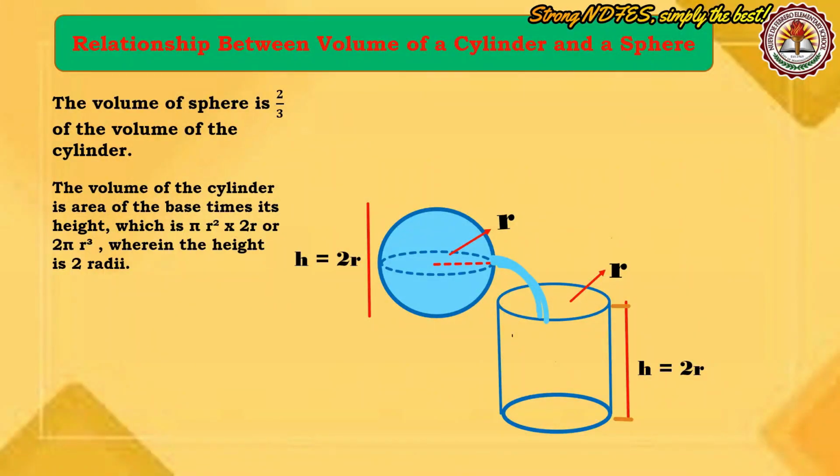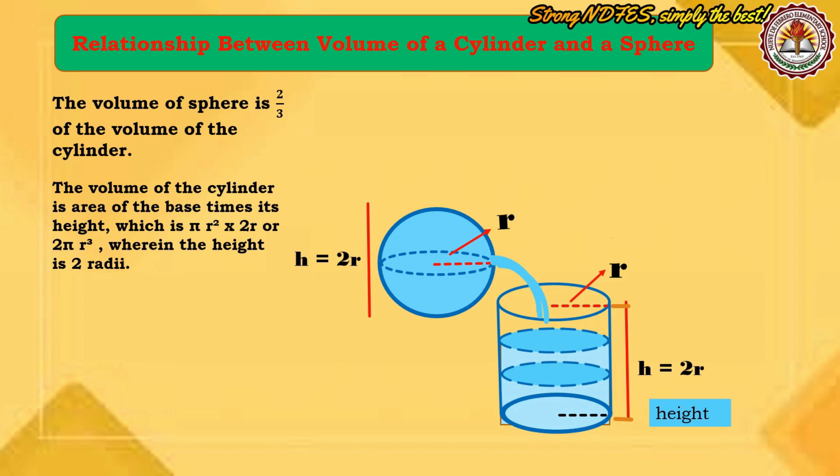Let us note the relationship between the volume of a cylinder and a sphere. Look at the sphere and the cylinder. The radius of the sphere is equal to the radius of the cylinder. This is the height of the cylinder. If I am going to fill the sphere with water and pour it into the cylinder, it will look like this. The volume of the sphere is only 2/3 of the volume of the cylinder.